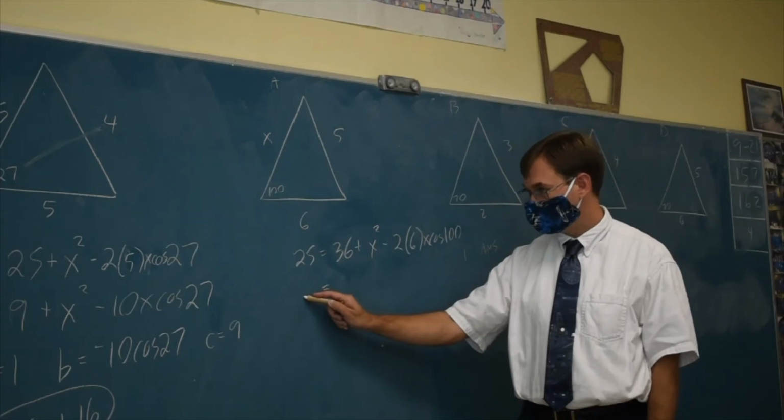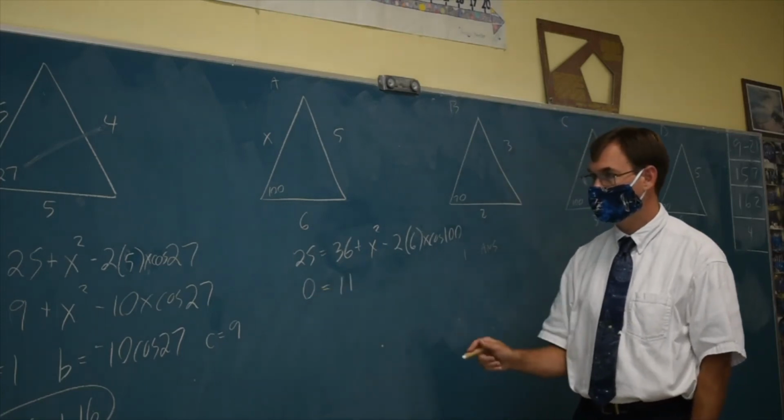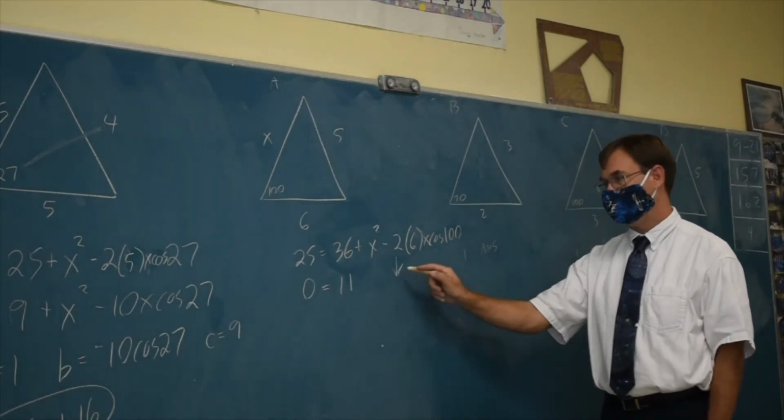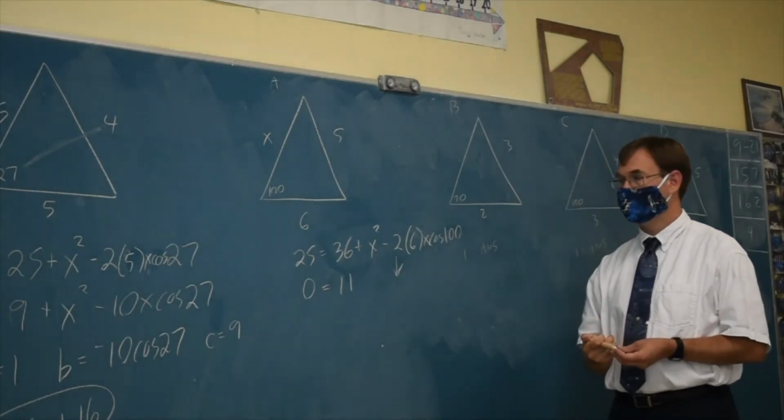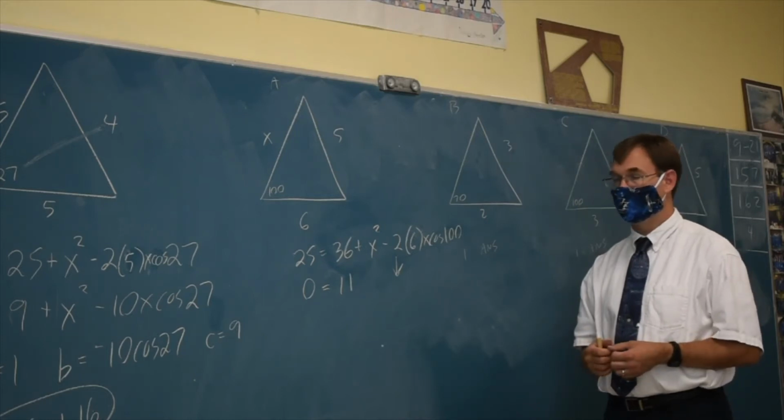Correct. 25. Subtract the 25, so it equals 0, and we have 11. I'm not going to write this all down again because I don't feel like it. And then punch it in, run your program.